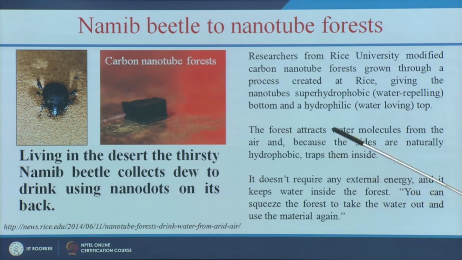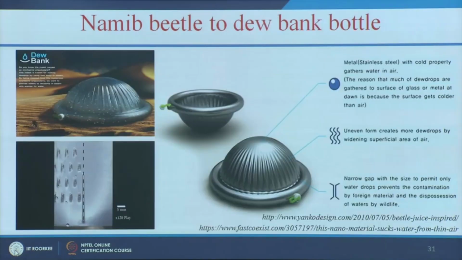So this carbon nanotube-based forest can attract water molecules from the air, and because the sides are naturally hydrophobic, it can trap them inside. And again, it does not require any external energy, and it keeps the water inside the forest. So whenever you want the water, you can squeeze the forest and take the water. And another important property of this carbon nanotube forest is that we can reuse it.